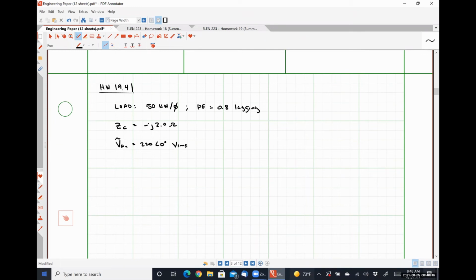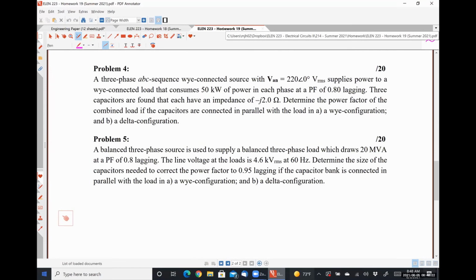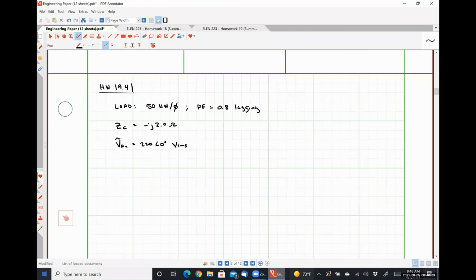We want to determine the power factor of the combined load if the capacitors are connected in parallel in a Y configuration or a delta configuration. All right, so there is no transmission line impedance being mentioned in here at all.